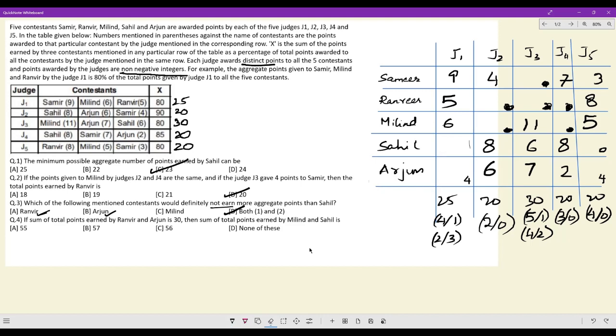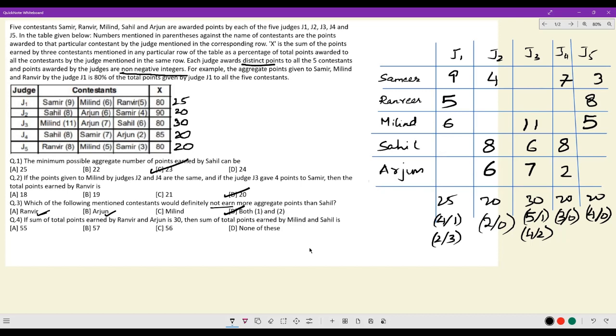Okay. I'm removing these case bitties. Now the final question. If the sum total of points earned by Ranveer and Arjun is 30, then the sum of total points earned by Milind and Sahil is.